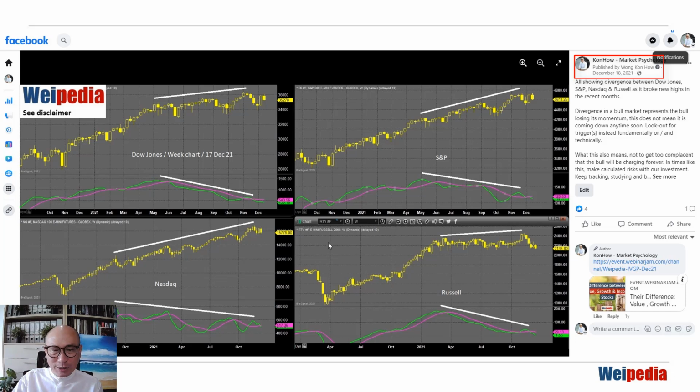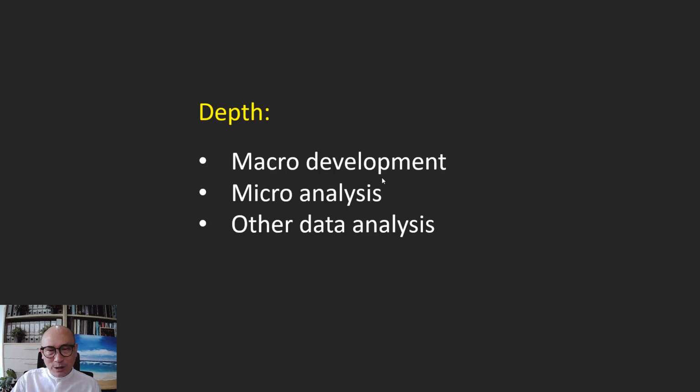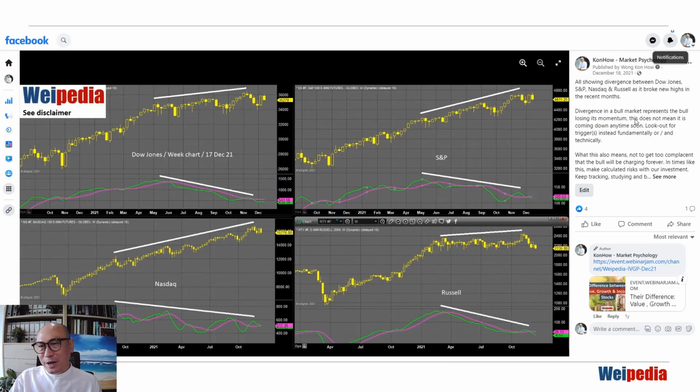Especially when I saw that the Russell was taking its first dip, meaning that the Russell was taking the lead in forming this bear market, but not yet the rest of the market in the Dow Jones, S&P, and Nasdaq. And this is the time where I turned to the first dimension, which is the depth, which also includes the macro development. Now let's look at what happened then.